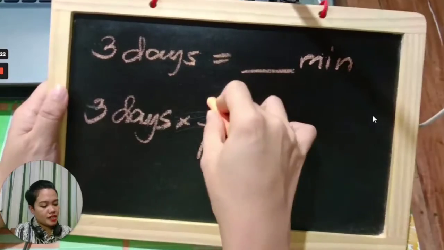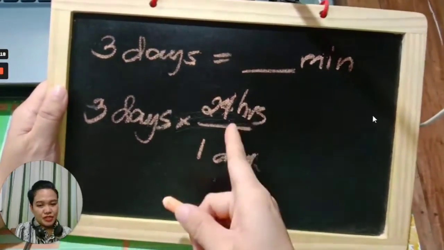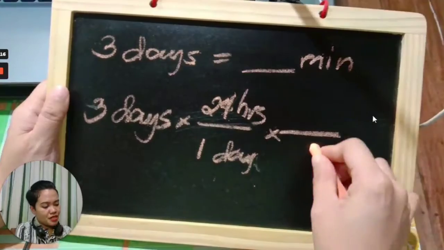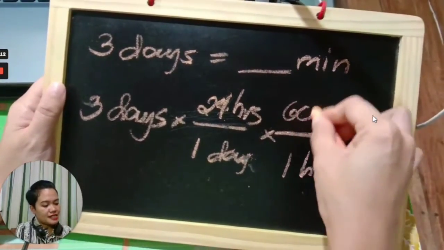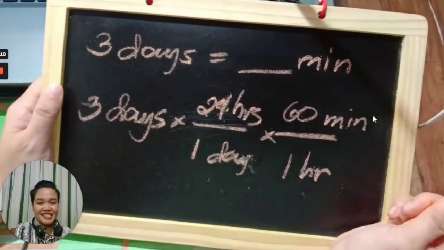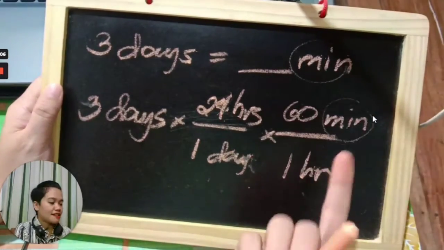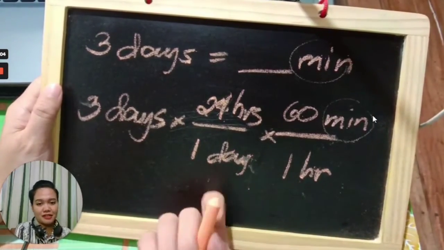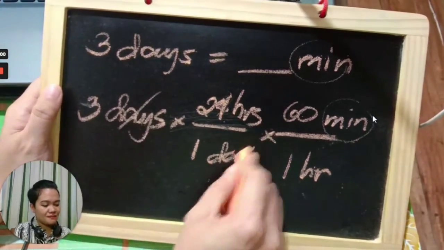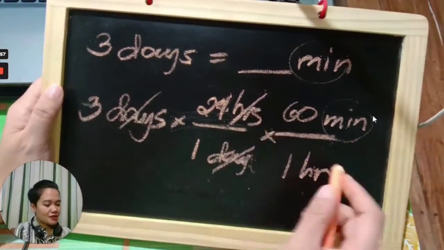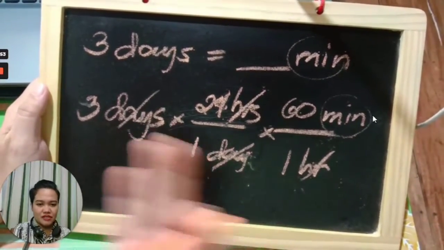So 1 day is 24 hours. We need minutes, so we are not yet done. Making sure that hour is here, 1 hour is 60 minutes. Since we already have minutes, we stop. These are our conversion factors. And we now may start with the cancellation. Days, hours can also be cancelled. And then proceed to multiplication and division.